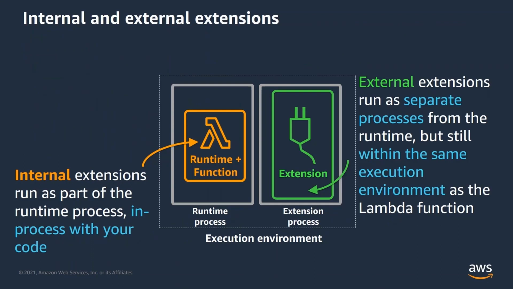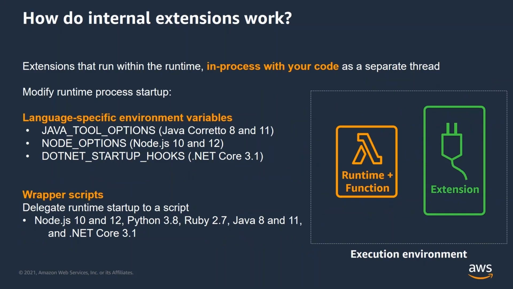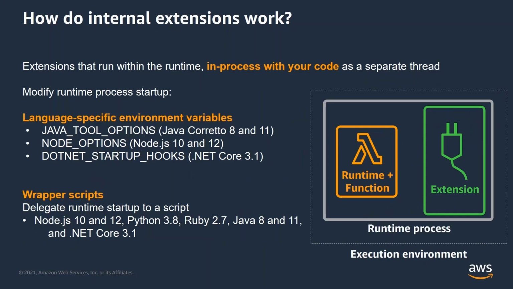Lambda supports two types of extensions, internal and external extensions. Internal extensions run in process with your code as separate threads, but still within the runtime process. External extensions run as completely separate processes, but still within the same execution environment as the Lambda function. Internal extensions allow you to modify the startup of the runtime process and run additional scripts. As I said, they run in process with your code as separate threads, but still within the single runtime process. And the runtime process controls the lifecycle and stops and starts the extensions.